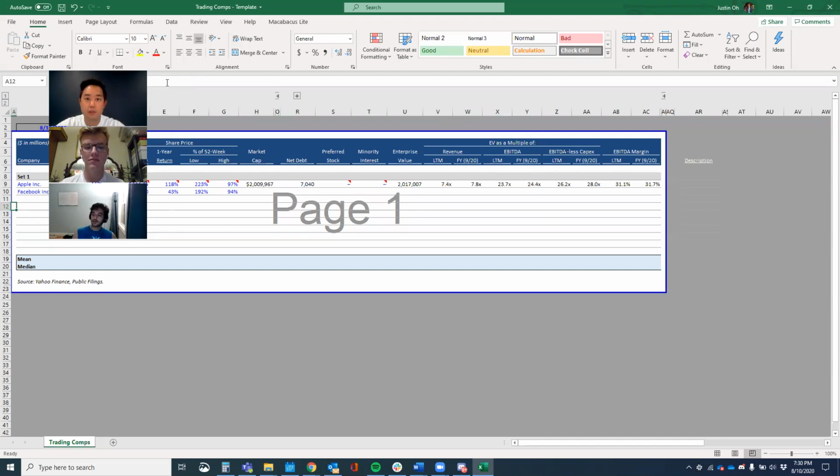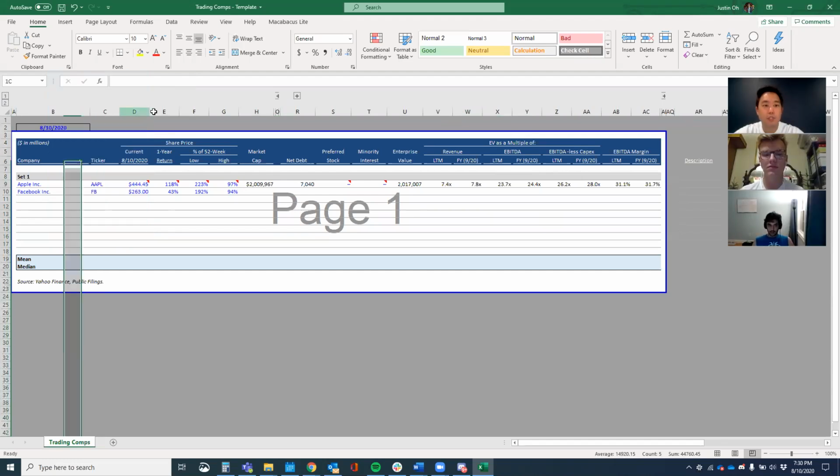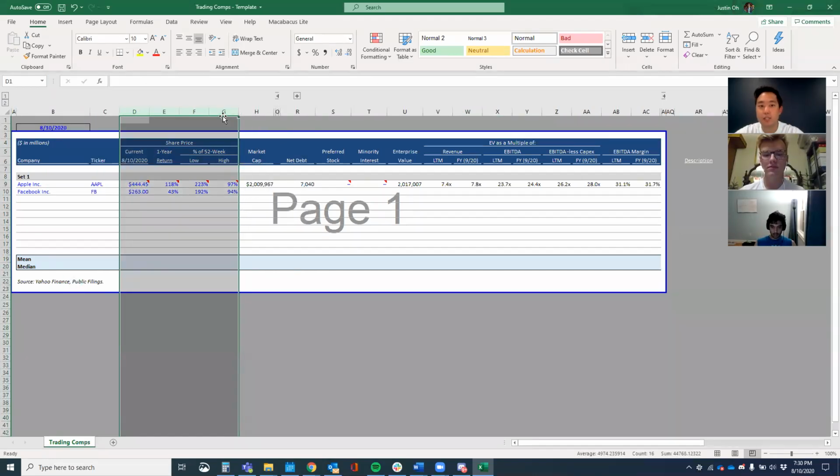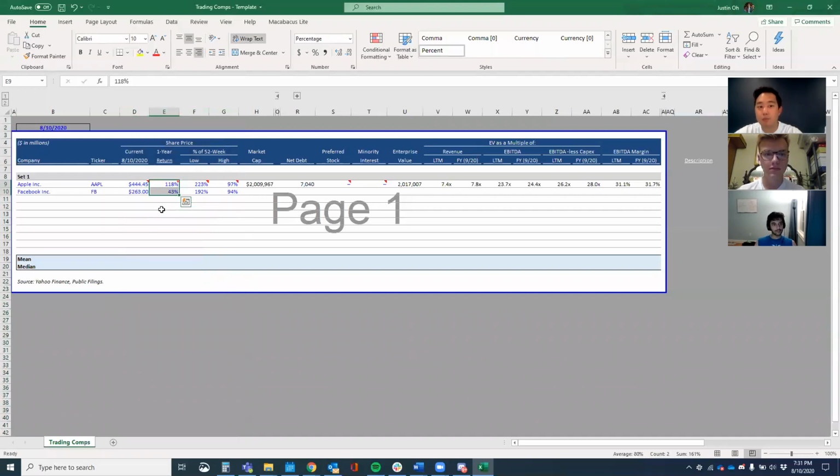So let me move my screen. Obviously, this in itself doesn't really tell you anything except how the stock has been trading. Is it near its highs? Is it near its lows? Is it on a tear? Here we see Apple's been outperforming Facebook. So it's kind of a good quick thing.